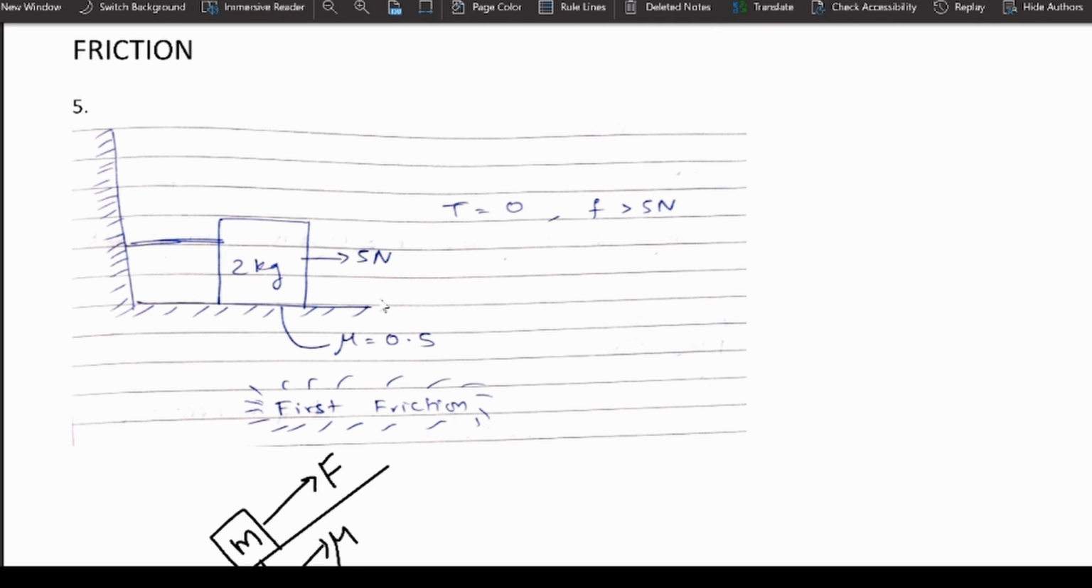The block is connected by a string, and it has tension. In order for tension to come on and show its effect on the block, friction should take place first. Please remember this. Since friction is there, friction should come first, and then comes tension. So if you ever encounter this kind of question, please take friction first, and then comes the tension, right? Is that clear?